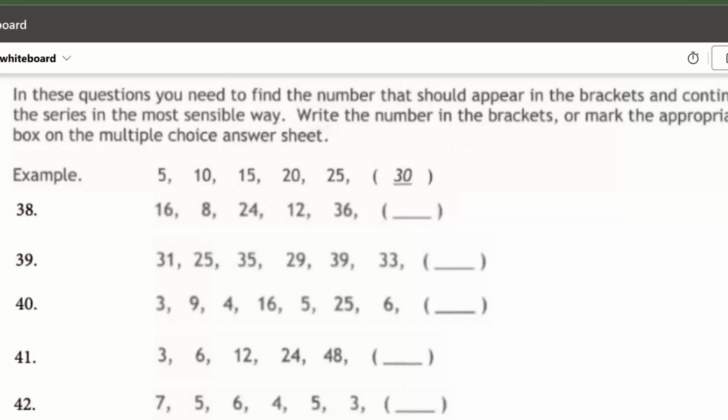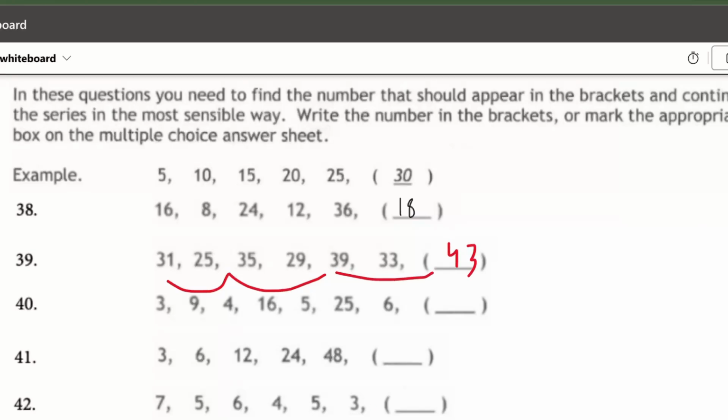For this one, we have number, half, number, half, which is going to be 18. Then we have 31 to 25 is going to be 39 is going to be adding, we're going to alternate and add. So a lot of these questions will alternate, so you need to be able to spot that. So add 4, add 4, add 4 is going to be 43.